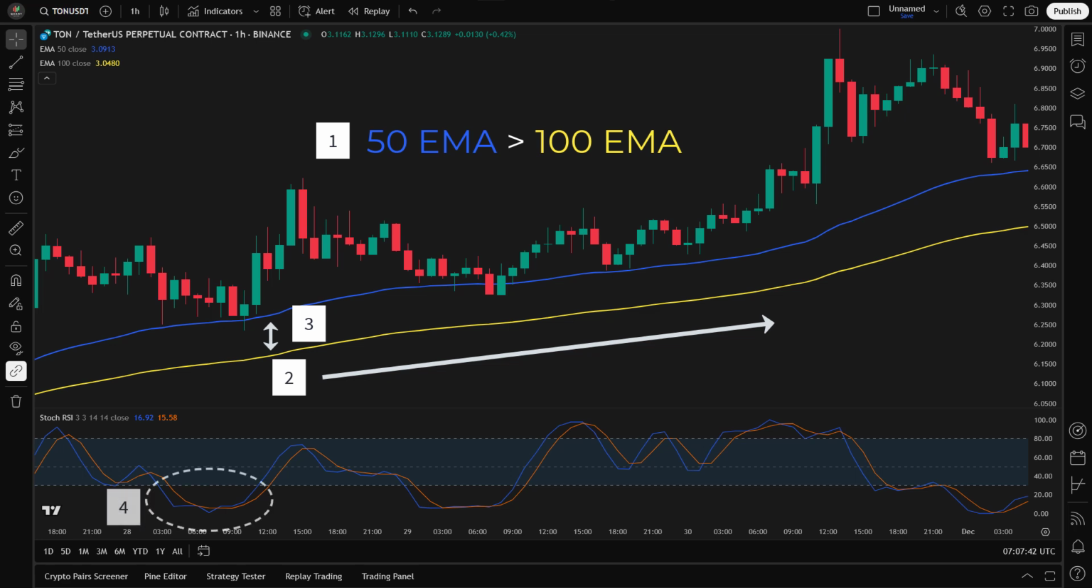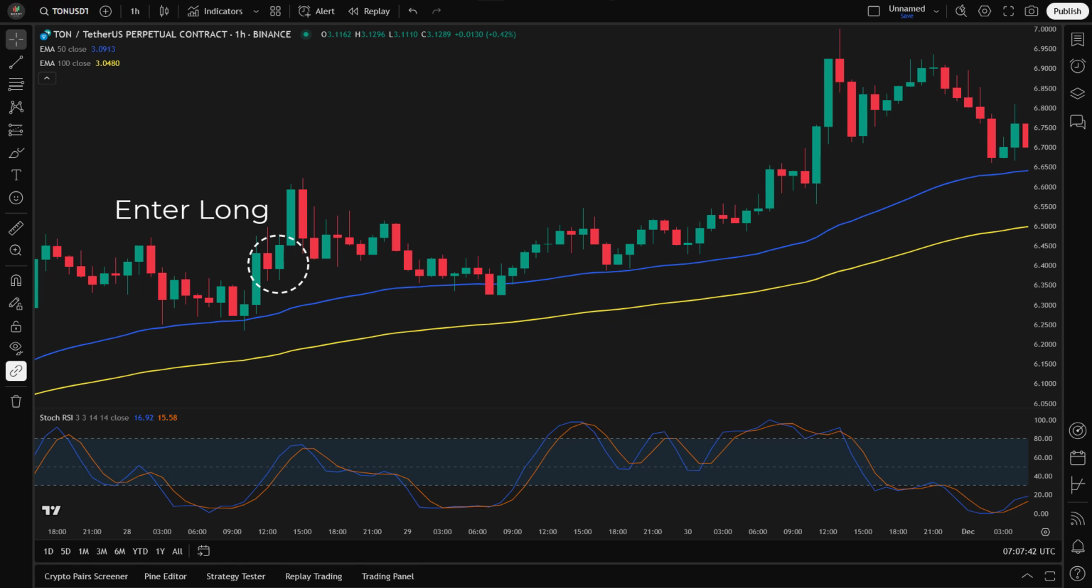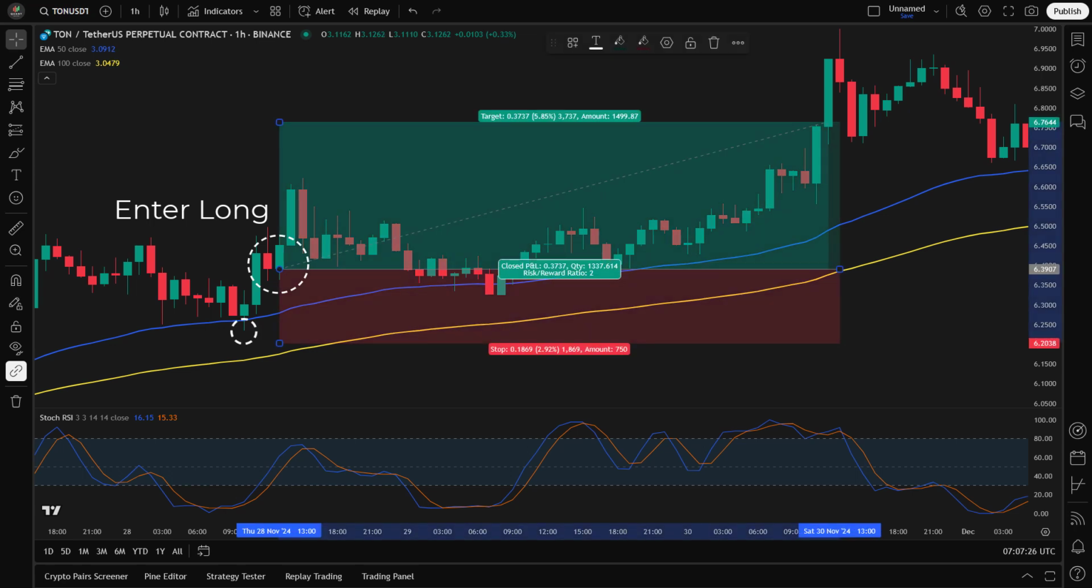4. The stochastic RSI stays below the oversold level for a certain period, indicating weak momentum and a potential reversal setup. 5. Then, we wait for the stochastic RSI to cross back above the oversold level, a signal that bullish momentum may be returning. Once all of these conditions are met, we enter the long trade on the next candle. To determine the stop-loss level, we identify the most recent swing low and set the stop-loss slightly below that level.